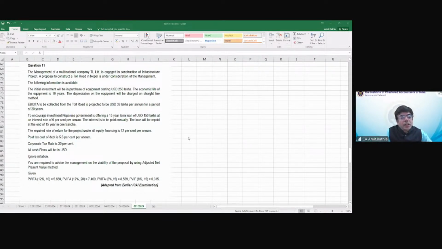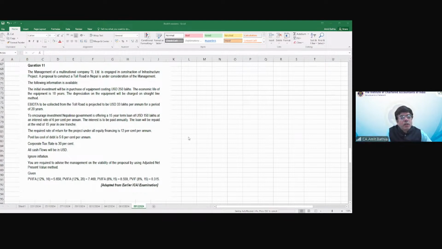To encourage investment, Nepalese government is offering a 15-year term loan of USD 150 lakhs at an interest rate of 6% per annum. The interest is to be paid annually. The loan will be repaid at the end of 15 years in one tranche.